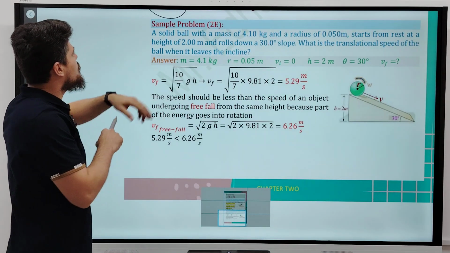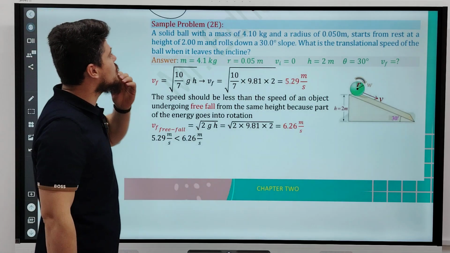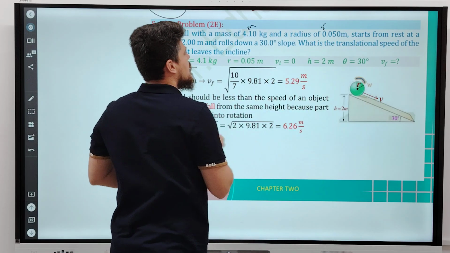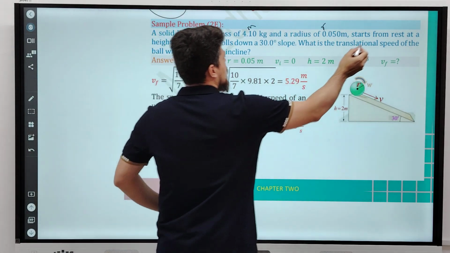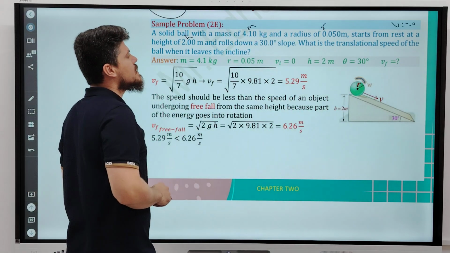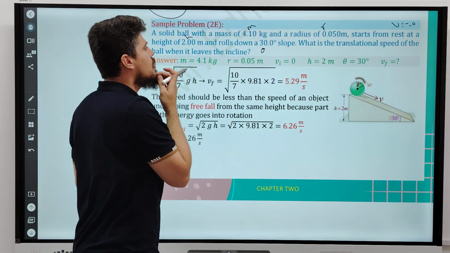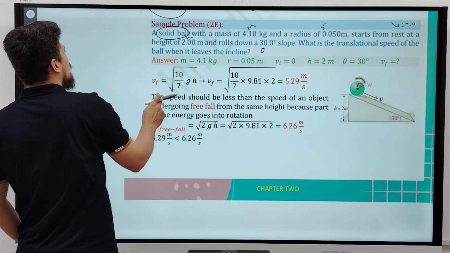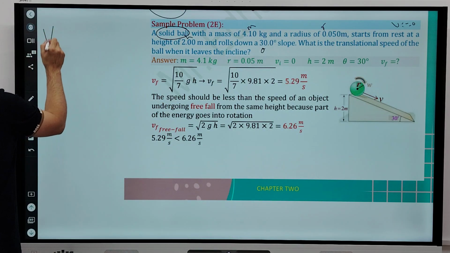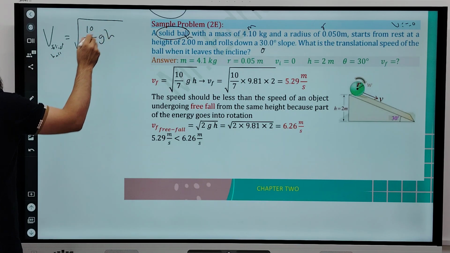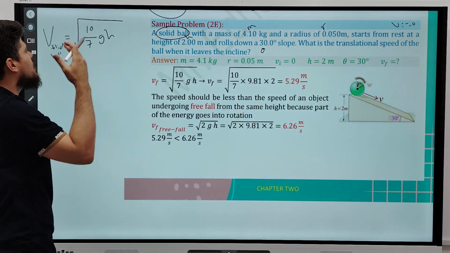It's very easy. A solid ball with a mass of 4.1 kilogram. This is mass. Radius, this is r. Starts from rest at a height, V initial is 0, with a height of 2 meter, and rolls down a 30 degree incline. This is the angle. What is the translational speed of the ball when it leaves the incline? The ball is a solid ball. Because the ball is a solid ball, V for a solid ball is equal to, now I prove it, the square root of 10 over 7 gh. You are not required to prove it, okay?